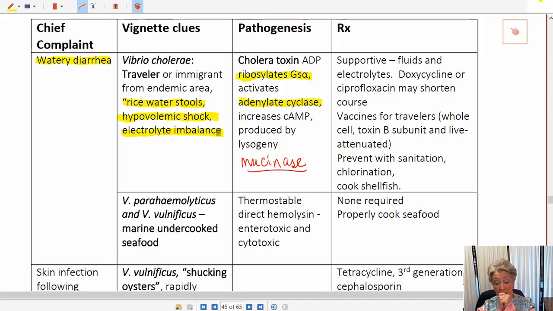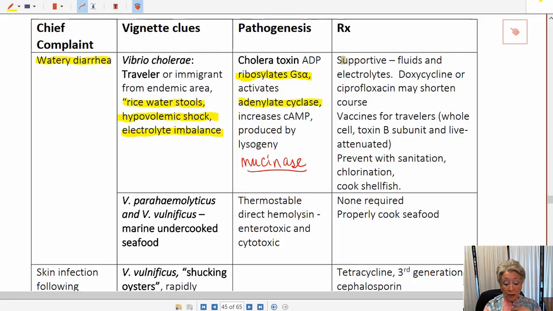Now, this is not going to occur in the United States. They're going to have to mention immigration or travel to an area where sanitation is profoundly debilitated. We associate it often with natural disasters, because one of the first things that happens in a natural disaster is that the water treatment facilities become crippled.